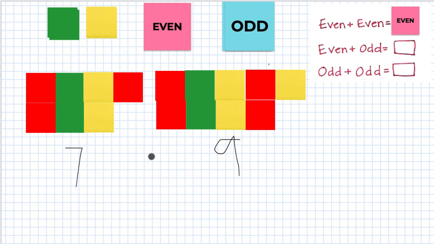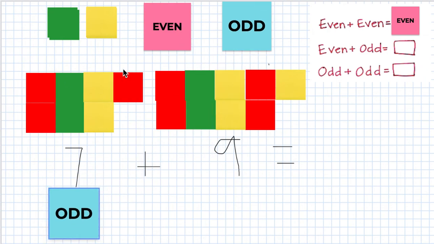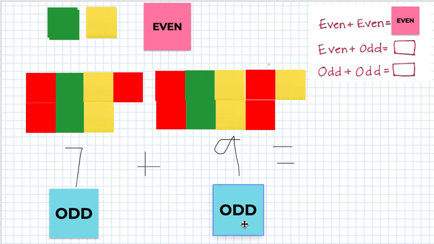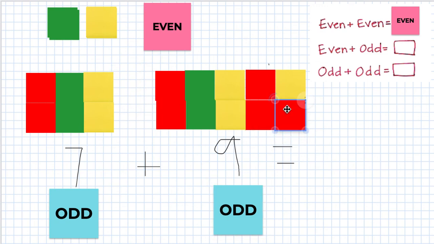So now I have 2 odd numbers. 7 is odd. I know this because I have 1 left over and I can't count by 2s and get to 7. And 9 is odd because I have 1 left over and I can't count by 2s and get to 9. So do we think that our sum or total is going to be even or odd? I'm going to put them together, and I want you to think about it as I do it.